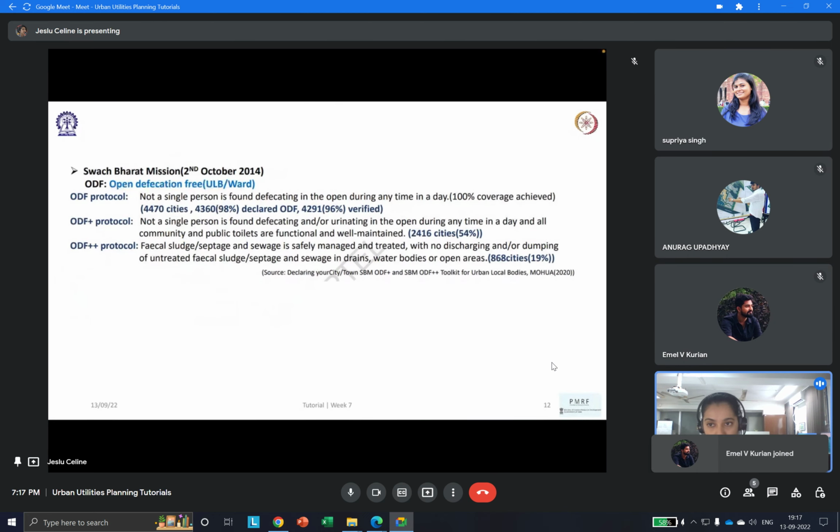Coming to the slide, this is what we learned about the different open defecation free cities. The main ODF protocol talks about the need to dispose of all the waste, and it should not be lying out everywhere. When it comes to ODF plus plus, all of it should be managed and treated well, and not dumped anywhere. All the sewage, the pipeline laying and so on, will also come into this ODF plus plus protocol. So yes, you're right, disposal is the most important factor. Any doubts? Let's proceed further.